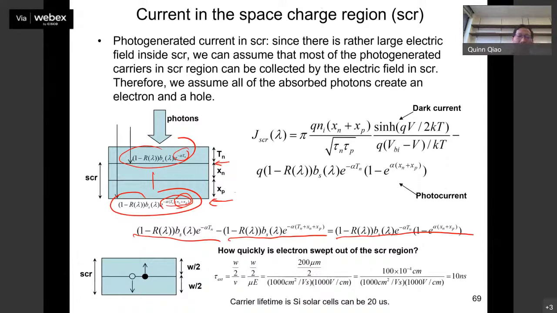So with that, I can think about it if I know my space charge region's width. You remember we talked about this before, how to calculate the width, equal to the square root of 2 epsilon, VBI minus Va, divided by q, times 1 over NA plus 1 over ND, and then kT.